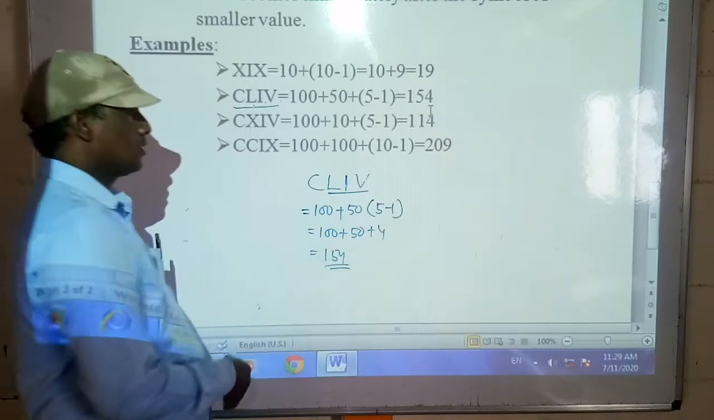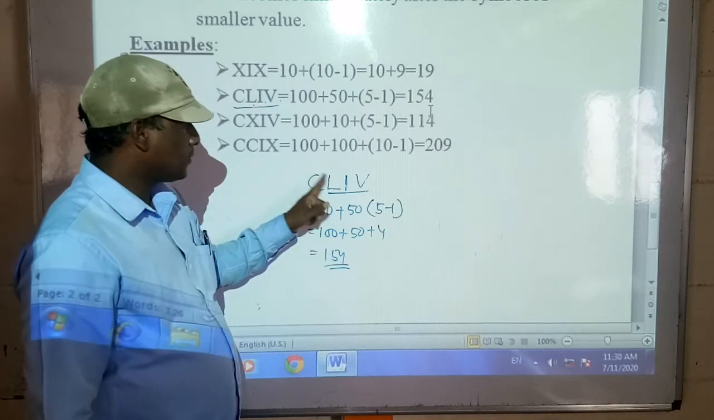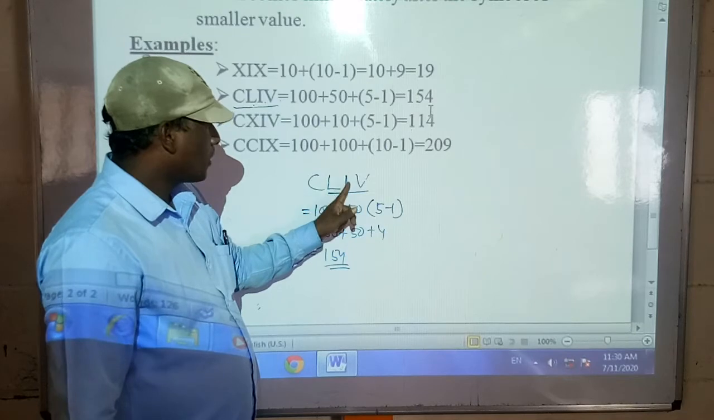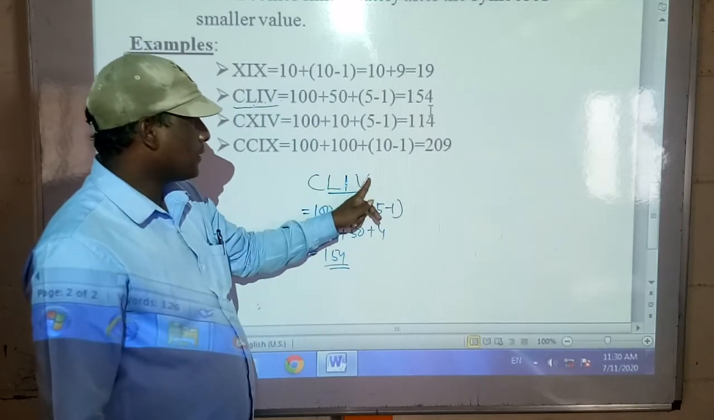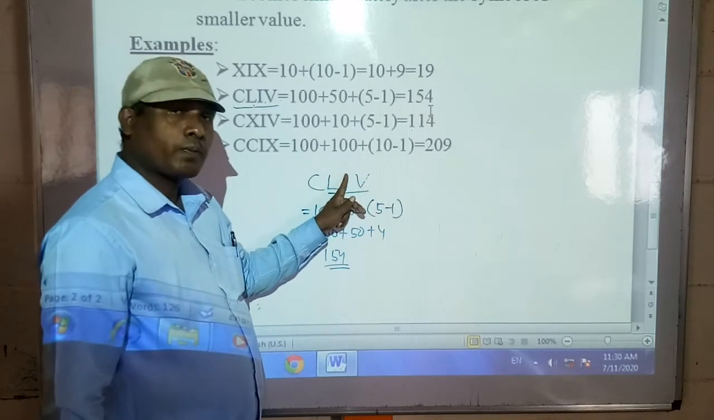Are you clear? Students, observe friends. First the big number is there, so I write it here. Next the big number is 50. After it comes 1, but we don't add it with the 50 as 50 plus 1. Don't do that, because another big number, the V, is there. So it is subtracted from the immediately following big number.